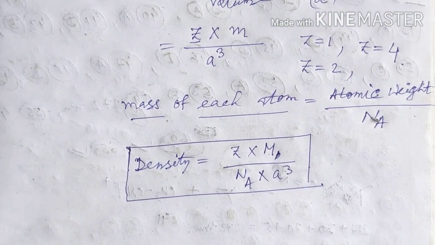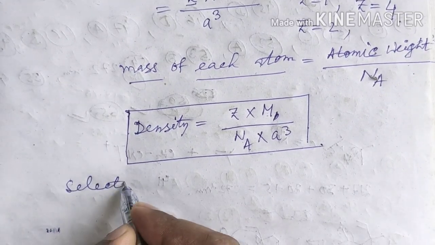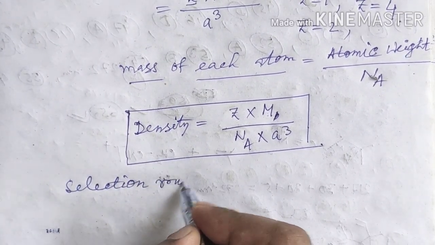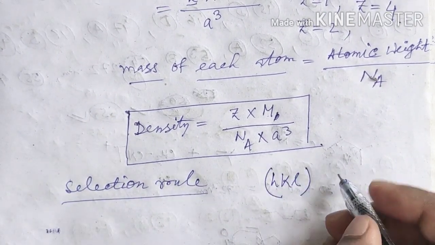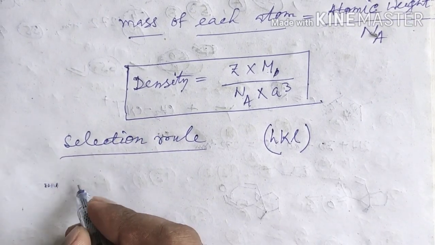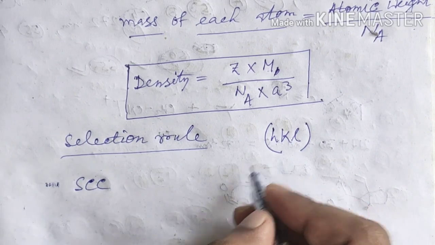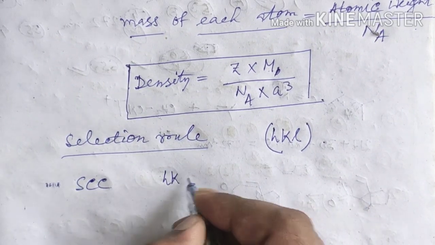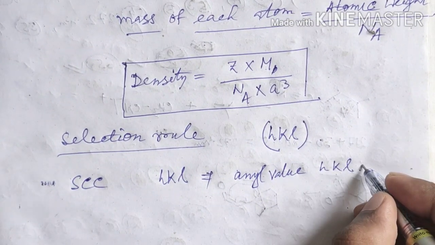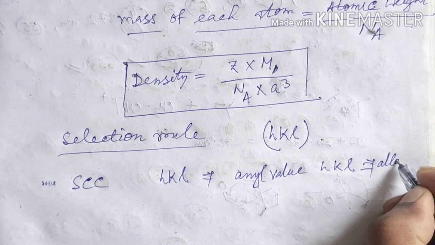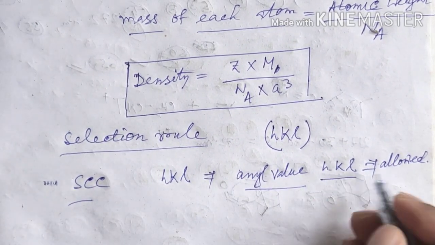Now the next important thing for this is the selection rule. Selection rule for diffraction from a given plane for a given crystal. Now for a simple cubic crystal, the diffraction from a plane is possible for any value of h, k and l. That is, it is allowed for a simple cubic crystal for any value of h, k and l.